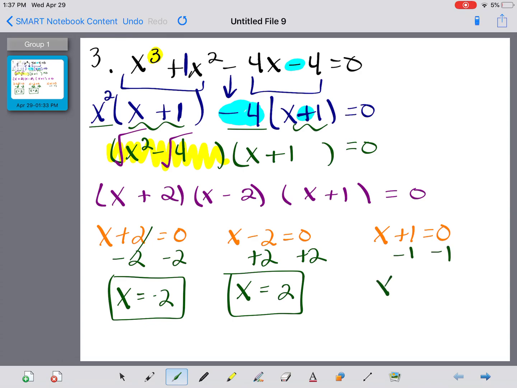And the last one, move the 1 over by subtracting. So your other solution is x is equal to negative 1. There you go. Those are your 3 solutions.